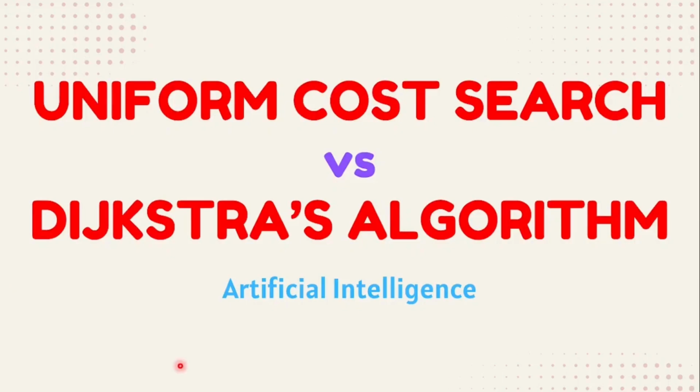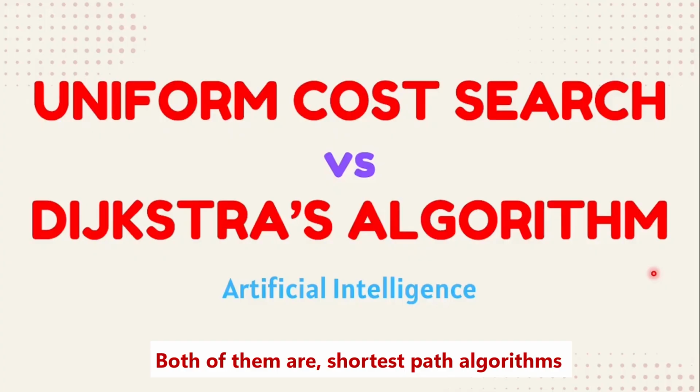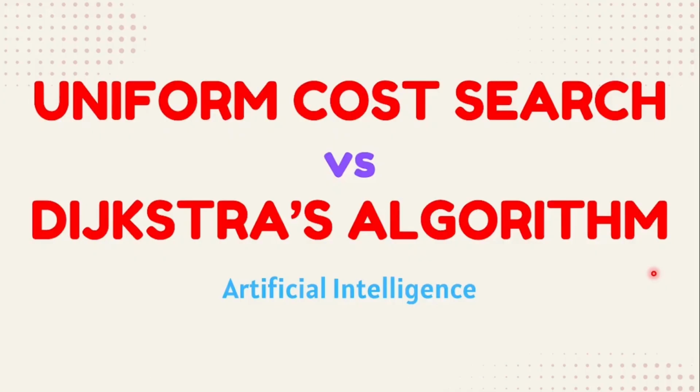Hello everyone. In this video, we are going to compare two popular graph search algorithms, uniform cost search and Dijkstra's algorithm. Both algorithms are used to find the shortest path between two nodes in a graph, but they differ in their approach. Let's dive in and see how they compare.